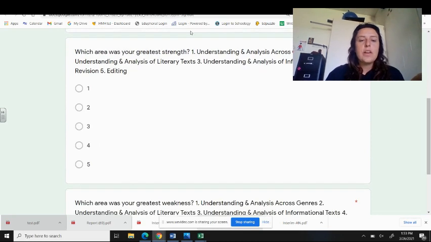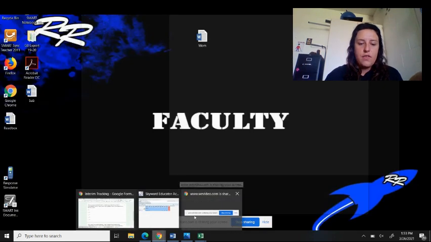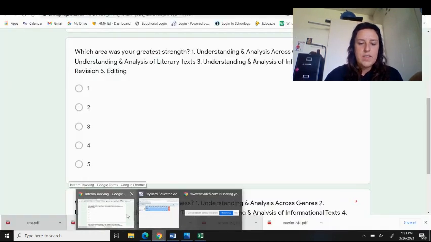Next, which area was your greatest area of strength? To find that out, you're just going to go off of what you did the best on, right?